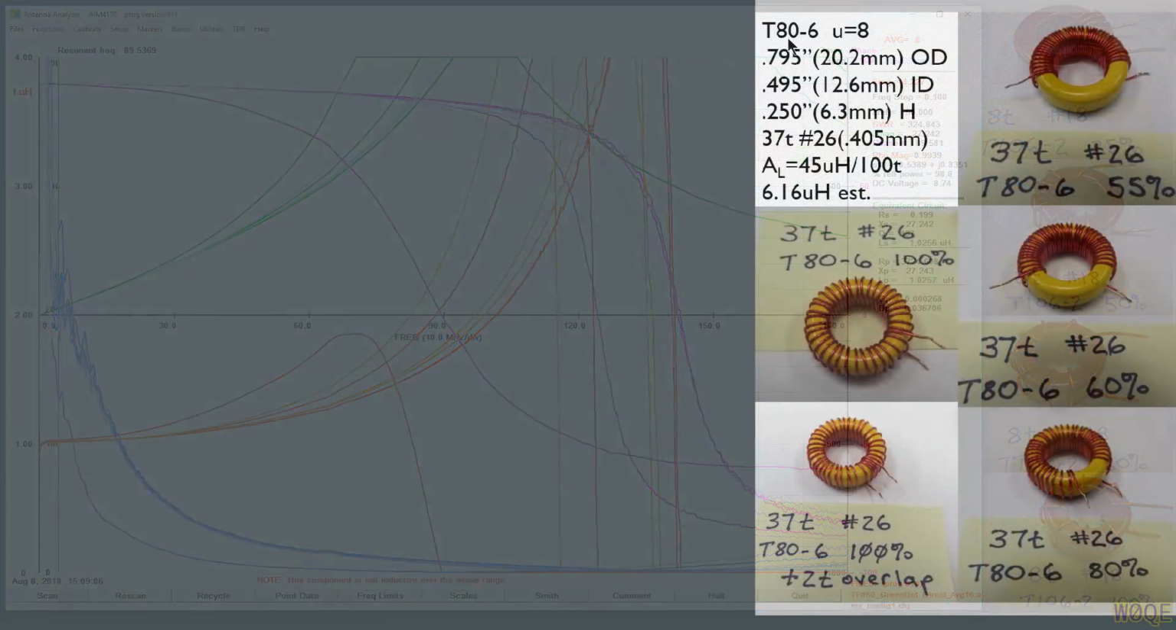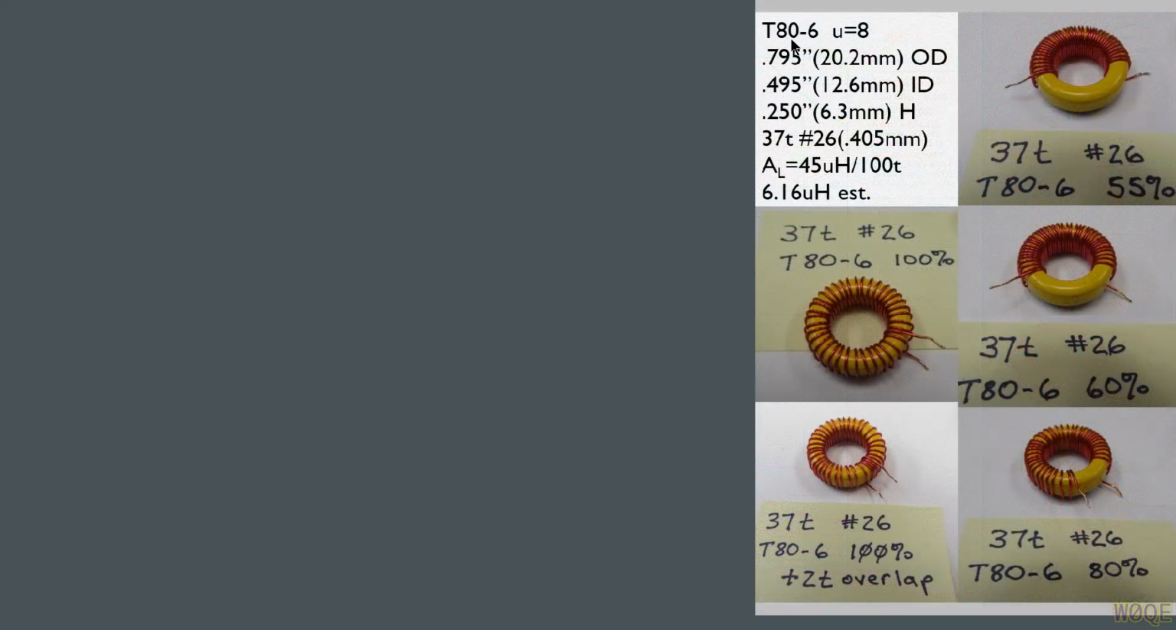For this example, I took a smaller core, number 6 material, permeability of 8, and I wound a lot more turns on it, 37 turns of 26 gauge wire, which is 0.40 millimeters in diameter, and the estimated value according to the formulas was 6.16 microhenries.